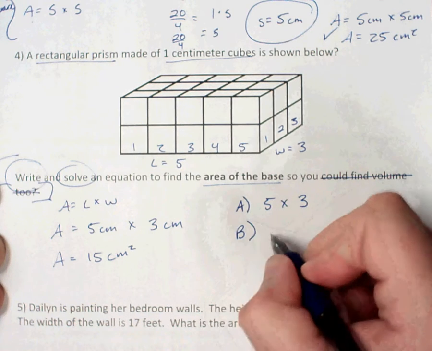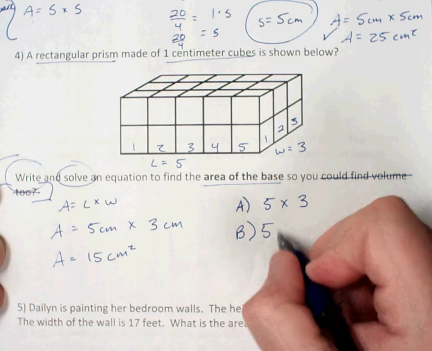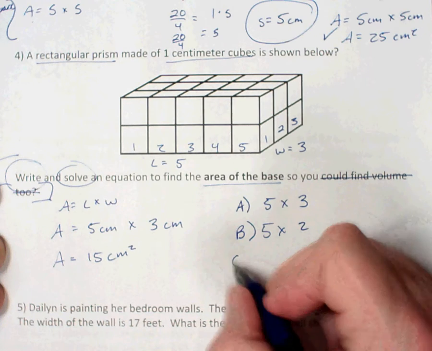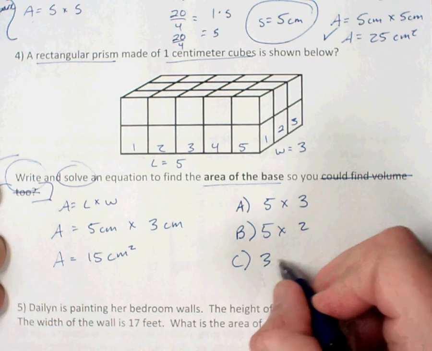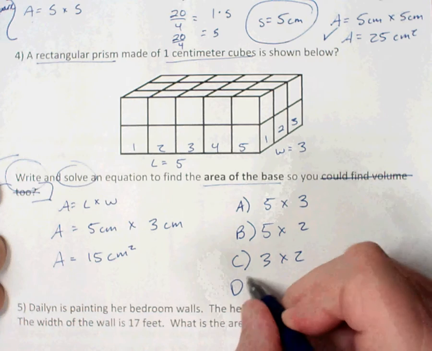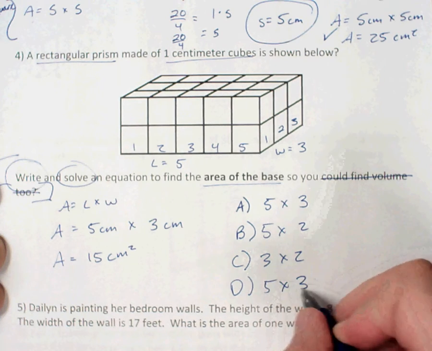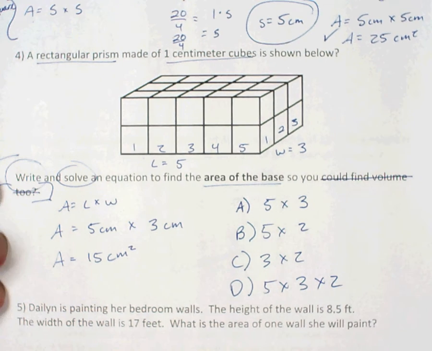B was 5 times 2. C was 3 times 2. And D was 5 times 3 times 2. Now, the trick answer on this one really was answer choice D.